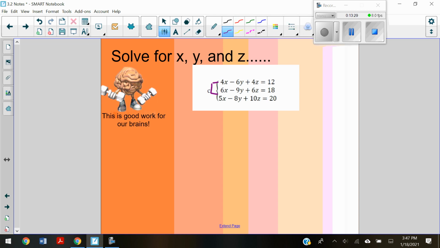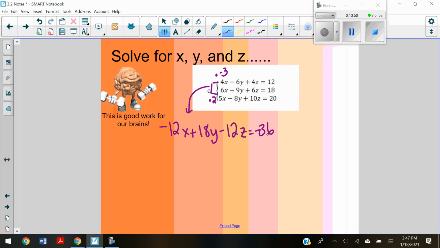All right, so I'm going to times the top one by a negative 3, just to make that negative. I'm going to times the bottom one by a positive 2. So I'm going to do the multiplications as I write them down. I get negative 12x plus 18y minus 12z equals negative 36. Now I'm going to multiply the middle equation by a positive 2. So I get 12x minus 18y plus 12z equals 36.